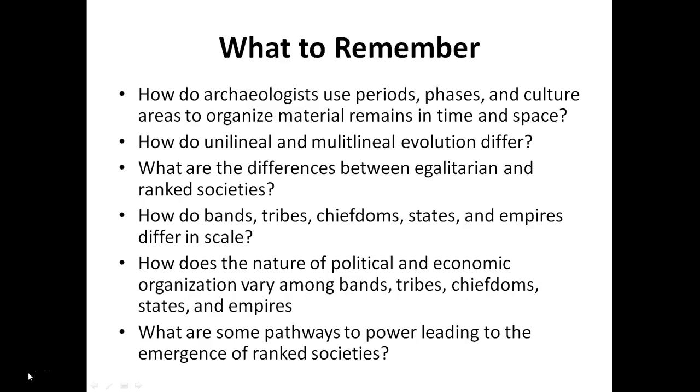So some things to remember are how archaeologists use periods, phases, and culture areas in order to organize material remains in time and space, how unilineal and multilineal evolution differ, what the differences are between egalitarian and ranked societies, how these different types of societies from bands, tribes, chiefdoms, states, and empires differ in their scale, and how does the nature of political and economic organization vary among bands, tribes, chiefdoms, states, and empires, and what are some pathways to power leading to the emergence of ranked societies.